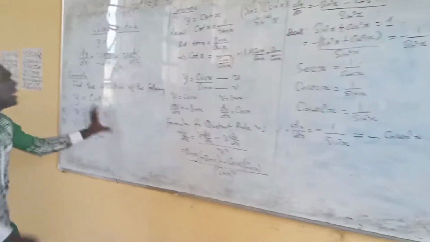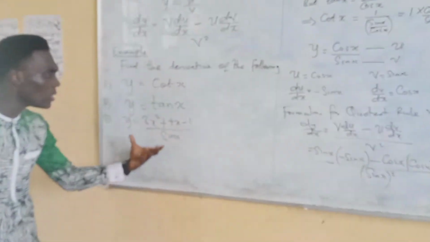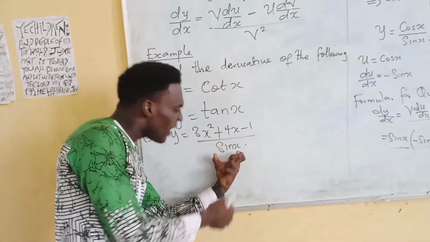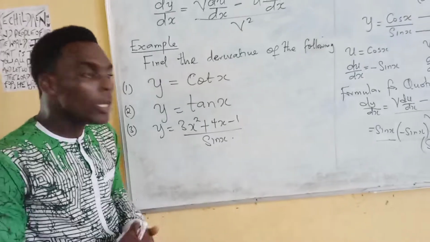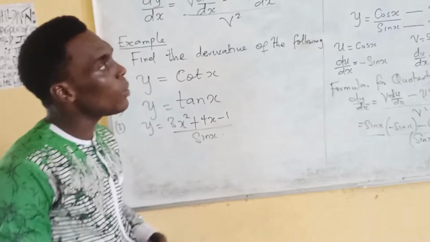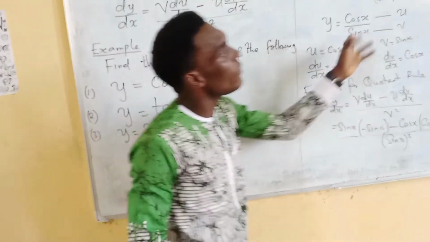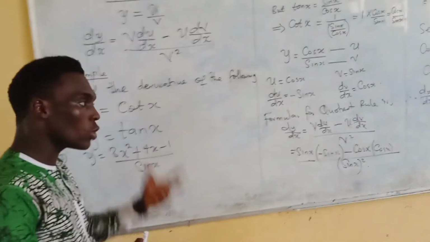Now, moving on to the third example, this is a different aspect. We can see that a polynomial function is dividing a trigonometry function. So to solve this problem, it's a quotient rule problem, but it's quite different from the two examples solved earlier.